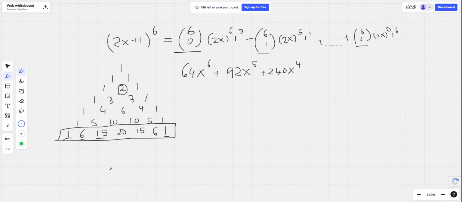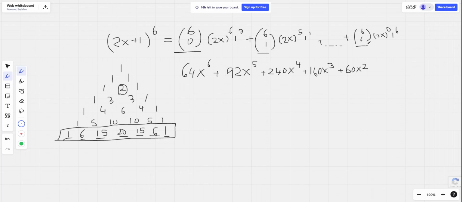And again, we're going to continue here. 6 choose 3 is 20. That's our next binomial coefficient. And (2x)^3 is going to be 8x^3, 20 times 8, that's 160. And the next binomial coefficient, 6 choose 4 is 15, (2x)^2, that's 4x^2, so 15 times 4 is 60. And we're almost done here.